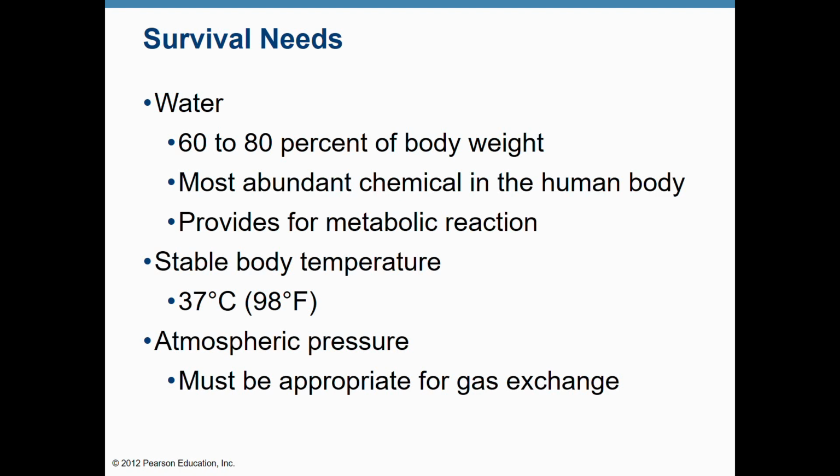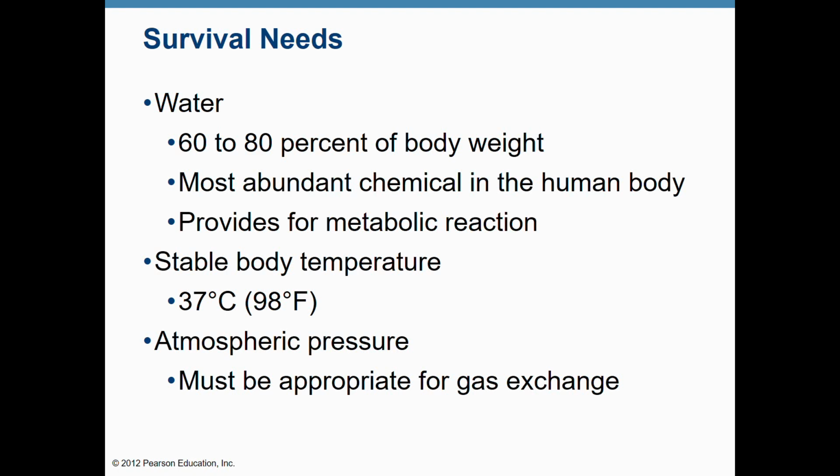Next, we have stable body temperature. So we really need to maintain a stable body temperature. A stable body temperature is 37 degrees Celsius, or 98 degrees Fahrenheit. So that is, to be exact, 36.5. That is the normal body temperature. Lower or higher than that is not stable. So our body has a mechanism so that the temperature will be stable.